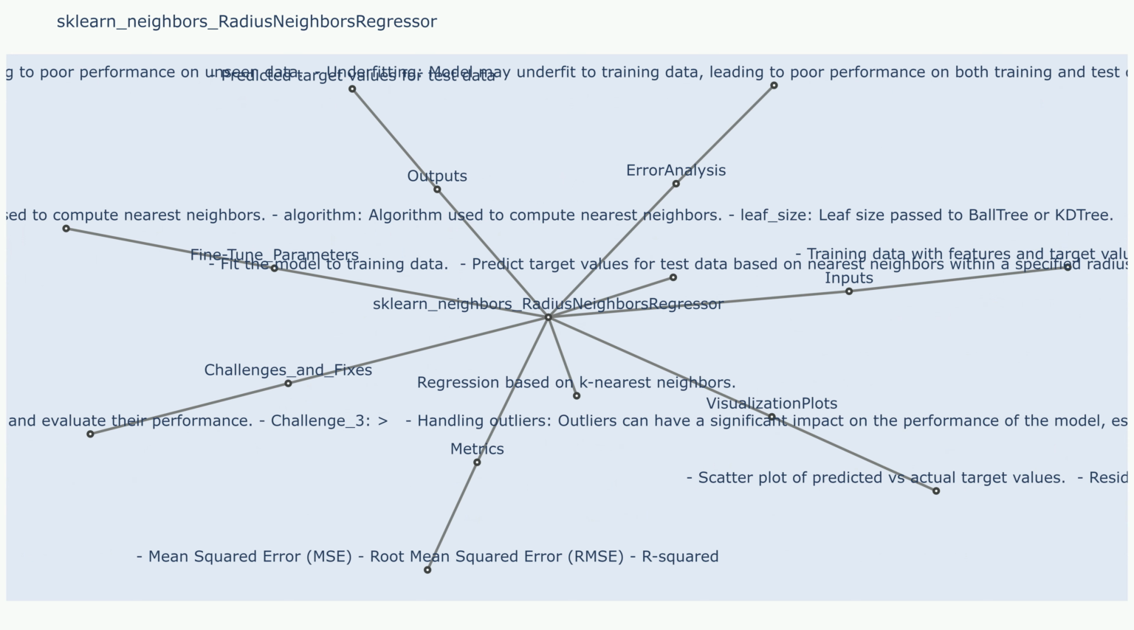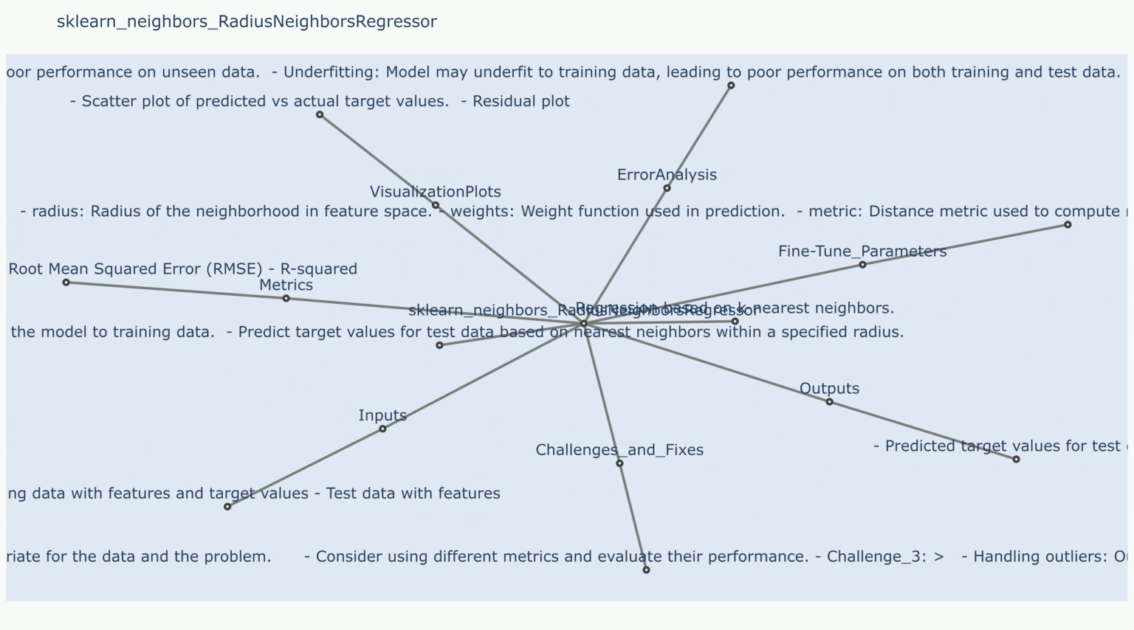Metrics. Mean squared error, MSE: this measures the average squared difference between the predicted and actual target values. R squared, R2: this indicates the proportion of variance in the target variable that is explained by the model. Visualization plots.